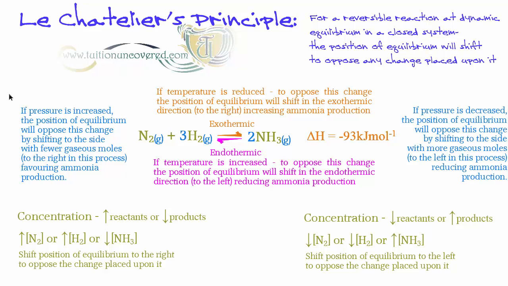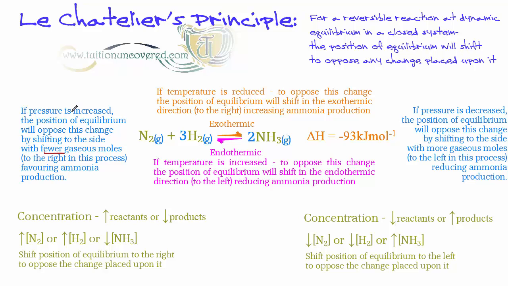So, if the pressure is increased, the position of equilibrium will shift to oppose this change, i.e. it wants to reduce that pressure. So, pressure is increased, the position of equilibrium will oppose this change by shifting to the side with fewer gaseous moles. On the left here I have 1 mole of nitrogen, 3 moles of hydrogen gases, that's 4 moles of gases. On the right there are 2 moles of gases. With respect to the balance of gases, there are fewer moles to the right. Pressure's gone up. By going to the side that has fewer gaseous molecules, the pressure can be brought down.